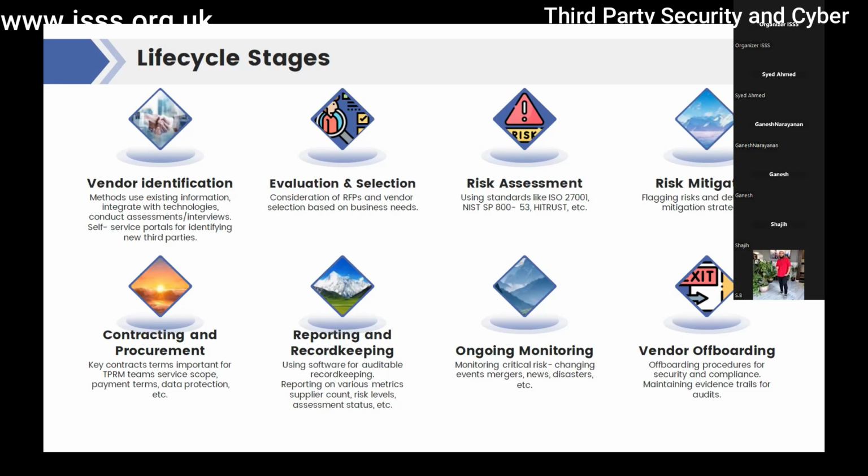So you need to ensure that right from the onboarding, you assess the vendor and do due diligence as to what kind of service and what kind of access these vendors have to your infrastructure, your information, and your data, so that you're able to take further steps depending on the kind of access they have to the organization's data. And then you select or evaluate the vendor based on the consideration of RFPs, which is your request for proposal, and then the vendor selection, which is based on the business needs. So once you identify the vendor, you evaluate and select what kind of vendor this is.